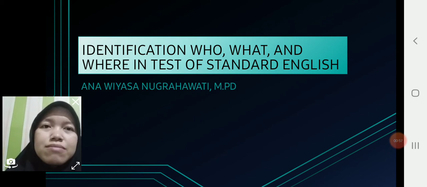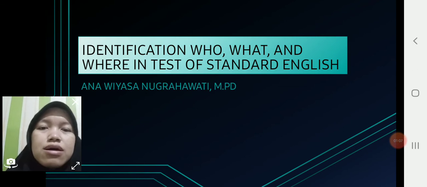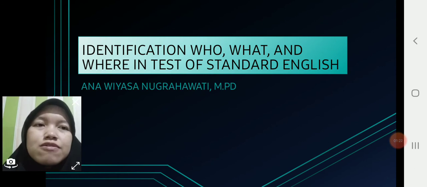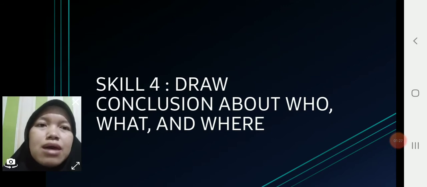Okay, let's go to the material for this meeting. Skill 4 until skill 6. These skills are summarized by the identification of who, what, and where in the Test of Standard English. Okay, let's go. Skill 4: draw conclusions about who, what, and where.